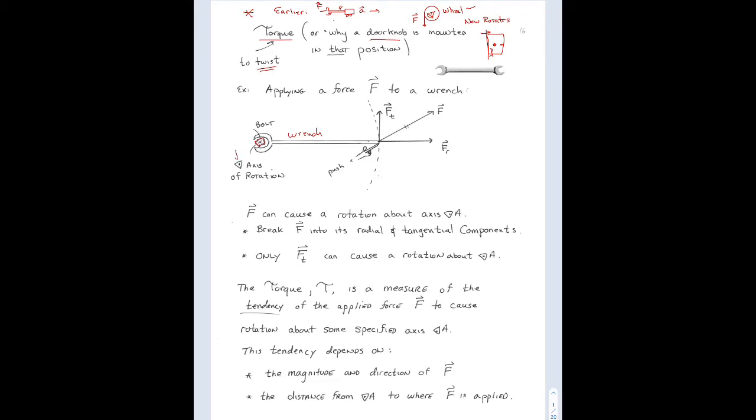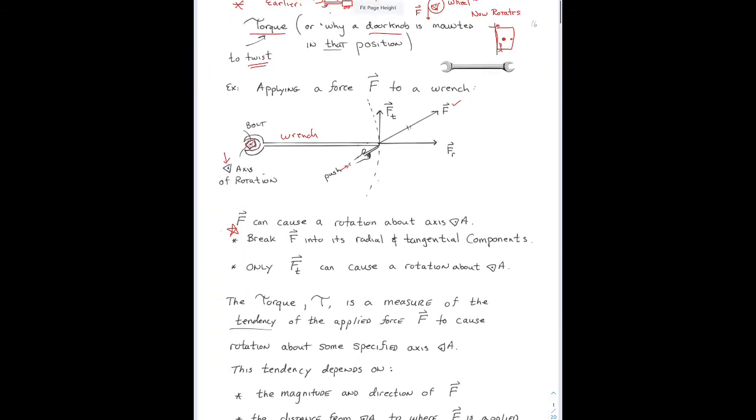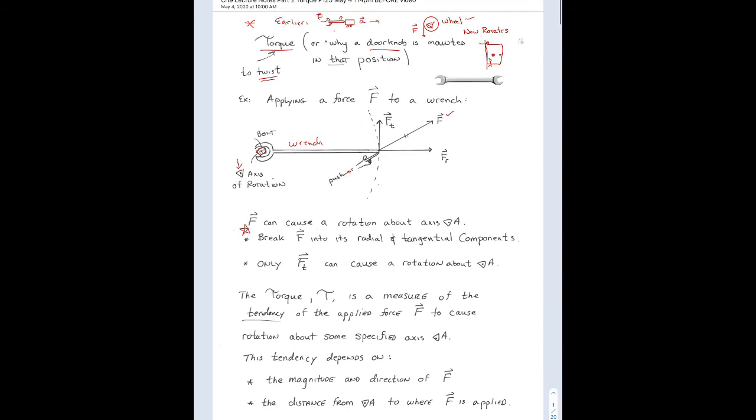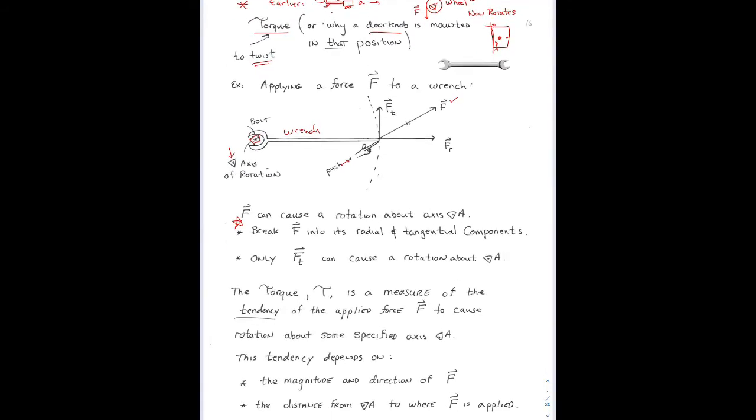And again, this symbol is my symbol for an axis of rotation. When someone comes by and applies a force, let's say they push it in that direction, that's the applied force. Now, that force can cause a rotation about that axis. It doesn't necessarily cause it to rotate, but it can cause it to rotate.